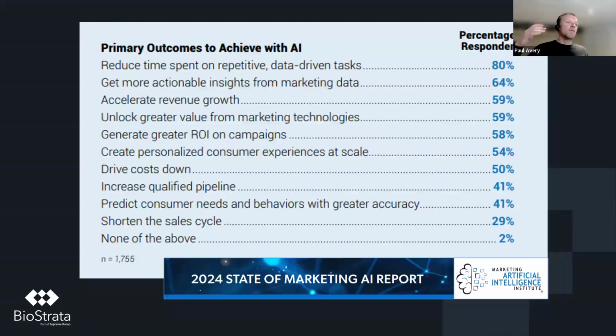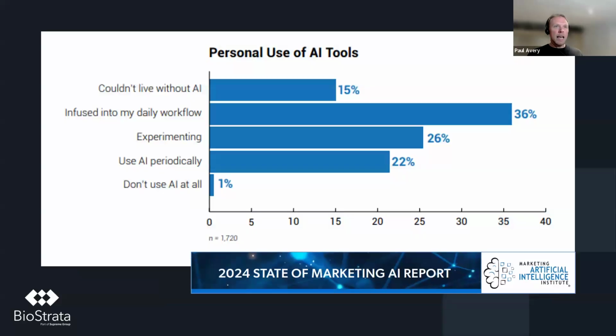Final bit of study work here is in the 2024 State of Marketing AI report that just came out from the Marketing Artificial Intelligence Institute. They looked at what people were looking to achieve with AI, and as you can see, it's absolutely things like reducing time spent on repetitive data-driven tasks, get more actionable insights, do things with less money, all of those good things. And when they looked at how people felt about using AI, there is actually a decent chunk of people who basically couldn't live without it now, and many people had infused it into their daily workflow.